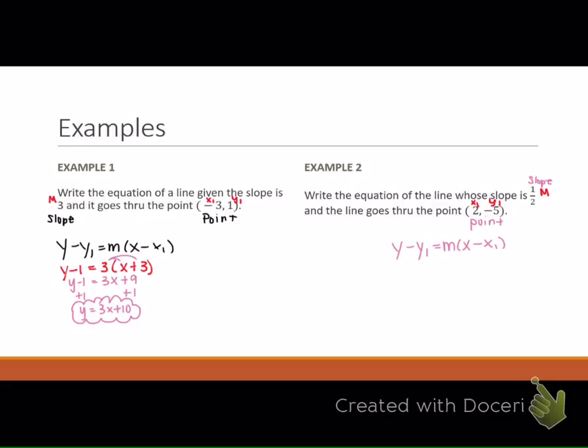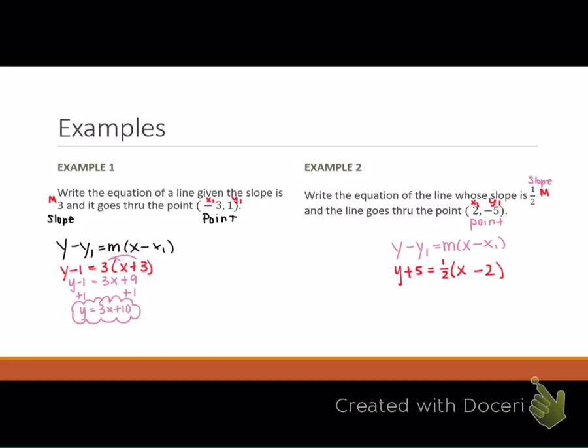Okay, Emma. So we'd have y. Well, we'll go here. Positive. Perfect. Y plus 5 equals what, Emma? M means slope, so m times x minus 2. Very good.